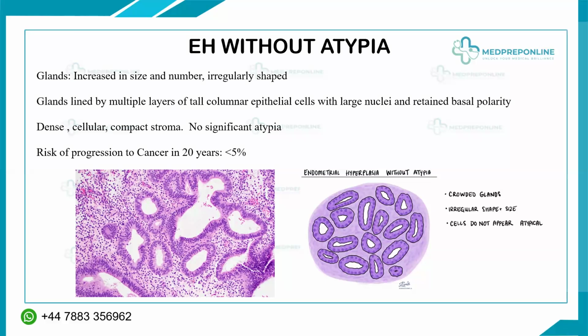So in endometrial hyperplasia without atypia, you have an increase in the size and number of glands. Again, they are irregularly shaped, and they are lined by multiple layers of tall columnar epithelial cells. So you can see the stratified epithelia. You can see all of the cells which are lining the glands are very tall columnar cells, and you can see that the basal polarity has been retained. The nuclei are still lying basally, right? Now you can see the stroma is densely packed. It's quite cellular. There's no significant atypia, and the risk of progression is less than 5% in the next 20 years.